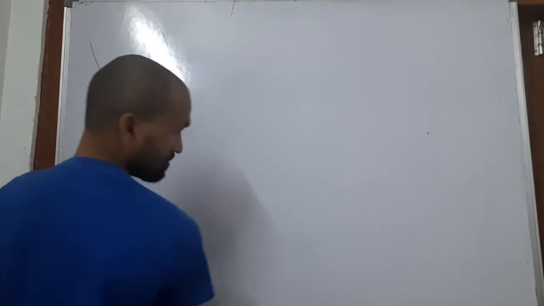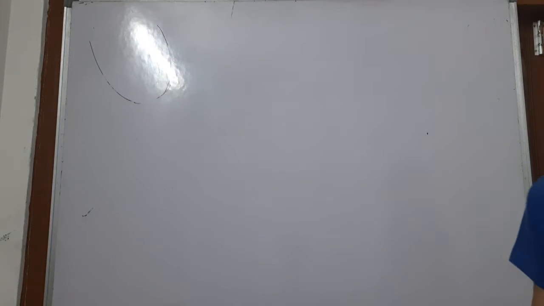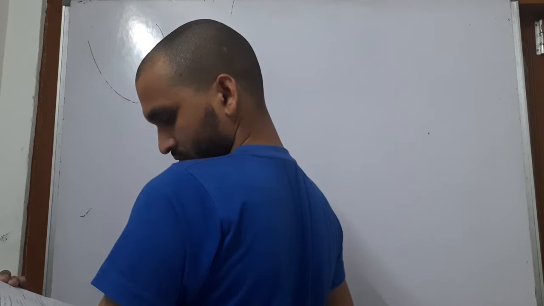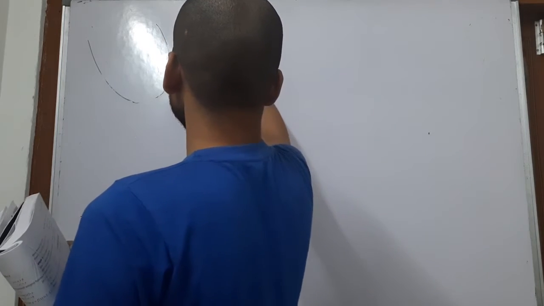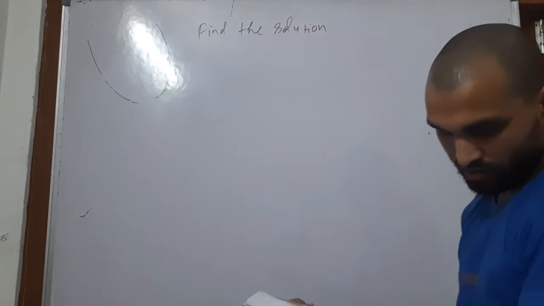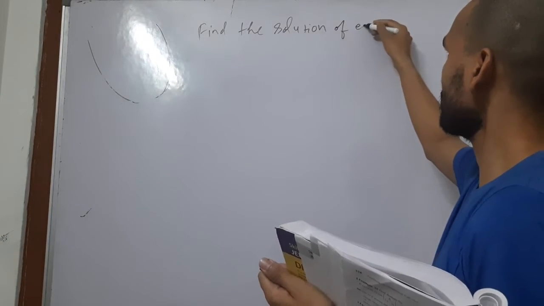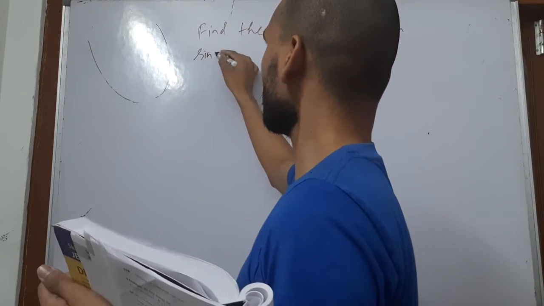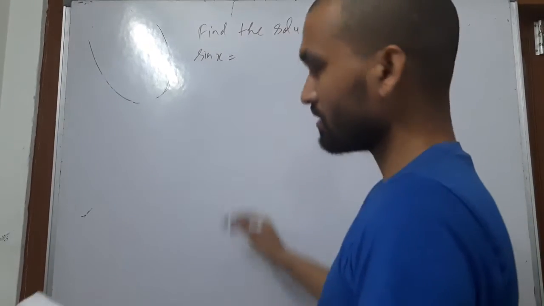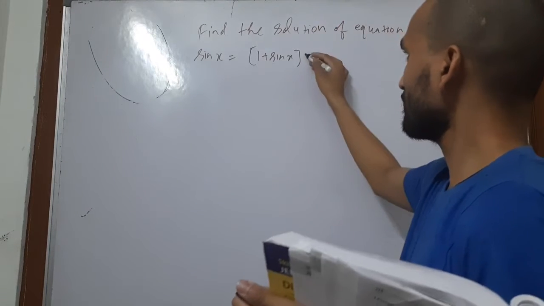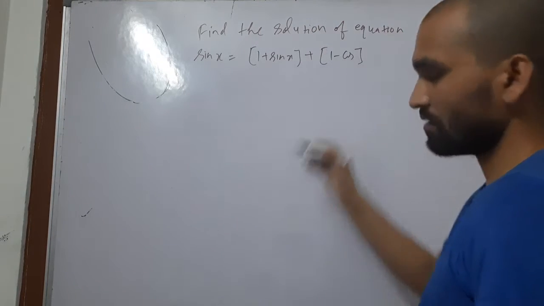Okay, students, now we should take a question of greatest integer, that is, find the solution of the equation sin x is equal to greatest integer of 1 plus sin x plus greatest integer of 1 minus cos x.